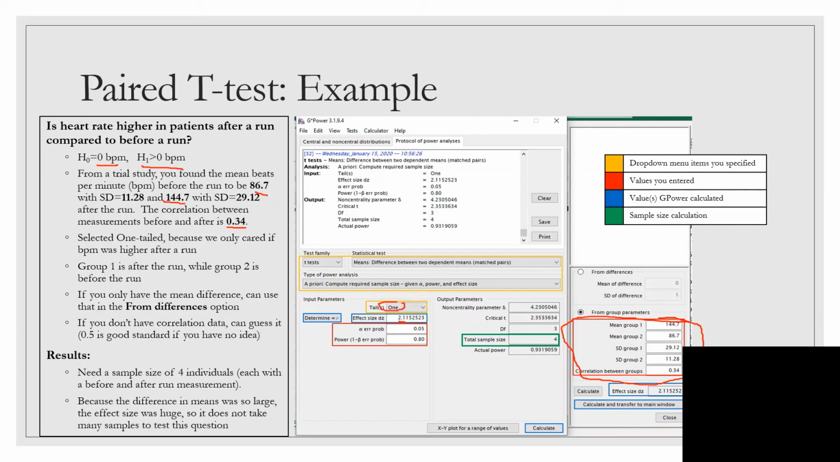Now, if we would just have mean differences, we can actually use the from differences option rather than the from group parameters. And a rule of thumb for correlation, if you don't have any information on it, 0.5 is a good kind of default or standard. We find here that the total sample size is 4, which means 4 individuals, each with a before and after measurement. So we see here that this is a very large effect size, so it really didn't need very many samples at all.